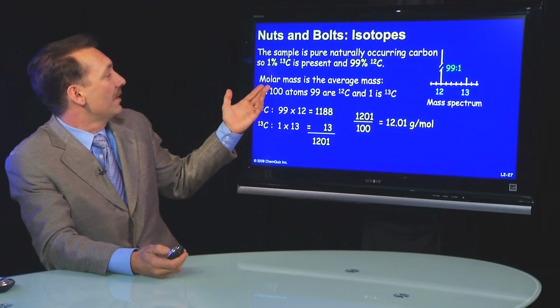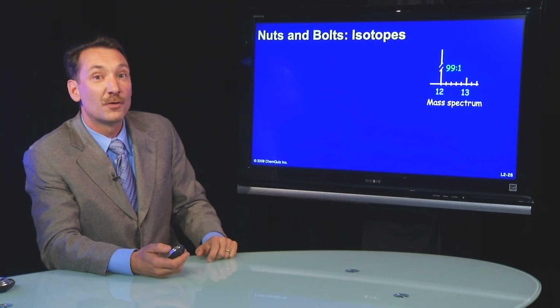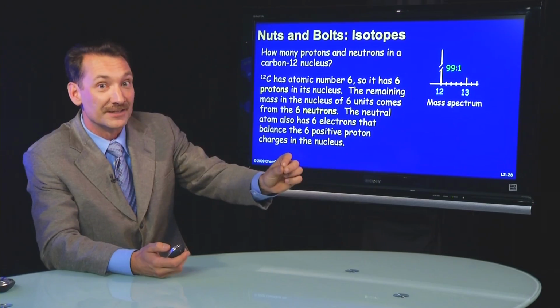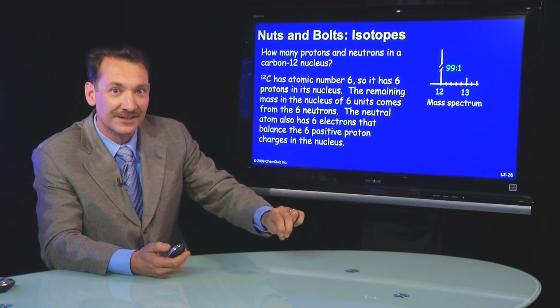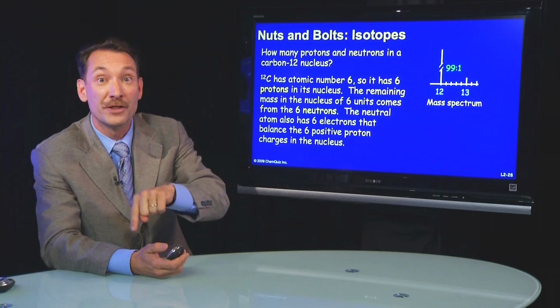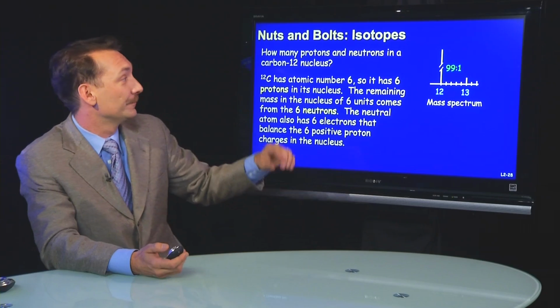Now, how many protons and neutrons in a carbon-12 nucleus? Carbon-12 has atomic number 6, and atomic number tells you the number of protons in the nucleus, and it determines the identity of the atom. Remember, if you know the number of protons, you know the identity of the element. Not the mass, the number of protons.